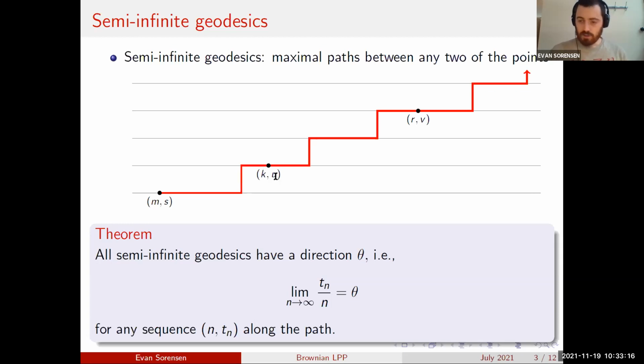So in a lot of models, and it turns out to be true of this model as well, we expect that all infinite geodesics will have some direction. So by that, we just mean that if you take a sequence (n, t_n) along this path, then it's going to have a limiting slope, and that we call theta for this model.